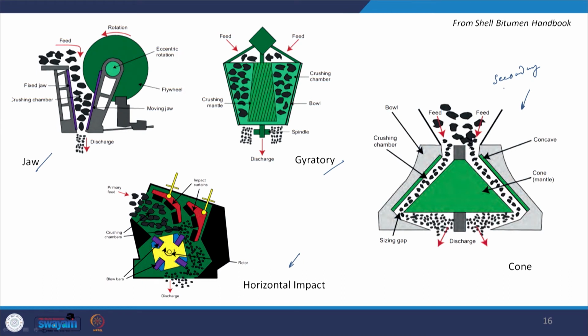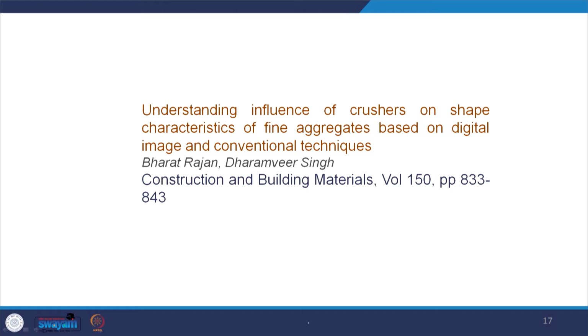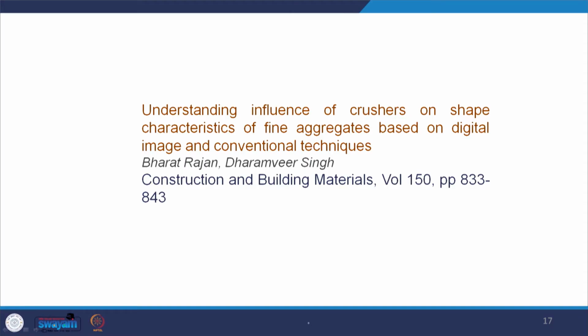As we discussed, crushers can also have an impact on the shape, and shape is again related to the performance of the mixtures. Specifically, we will be discussing later that shape has a very predominant role on the performance of asphalt mixtures. So, this is one paper which can be referred to understand how, when we obtain aggregates through different processes, the production process itself can influence the properties of the mixtures. So, this paper can be referred to if anyone is interested.